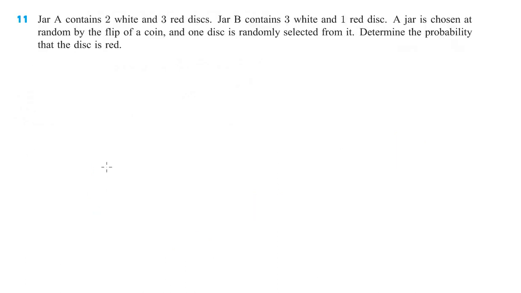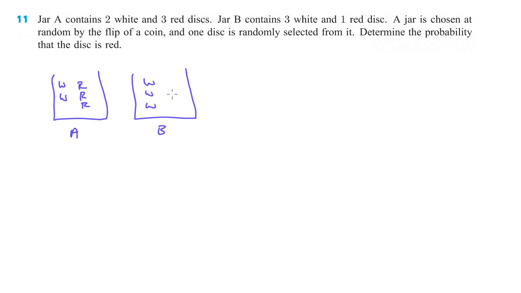Okay, let's take a look at one last one here. Number 11. Jar A contains 2 white and 3 red discs. So here's jar A. We got 2 white and 3 red discs. Jar B contains 3 white and 1 red disc. A jar is chosen at random by flip of coin, and 1 disc is randomly selected from it. Determine the probability that the disc is red.